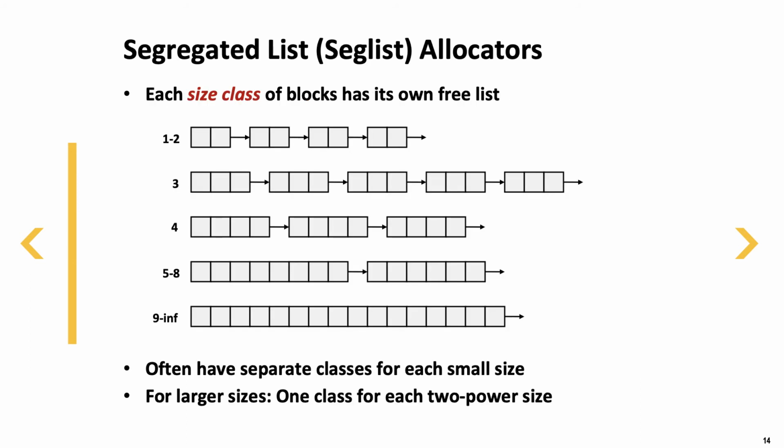Now, the good news is this is actually a pretty simple expansion from our explicit free list. It's basically just a bunch of different explicit free lists, where each size class of blocks is going to have its own explicit free list. So we might have one list for blocks of 1 or 2 words, another for blocks of 3 words, another for blocks of 4 words, another for blocks of 5 to 8 words. We'll usually have separate classes for each smaller size, and then for larger sizes, we start expanding things a little bit so that we have one class for each power of 2 size.